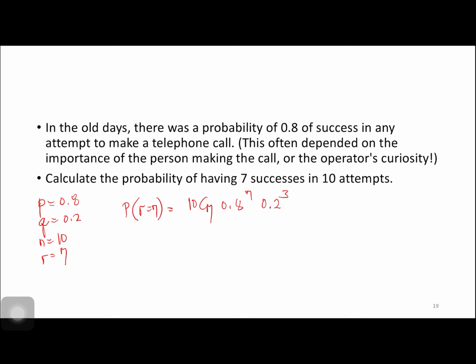So we have there times 0.2 raised to 3, okay, so we have there 0.201. Okay?